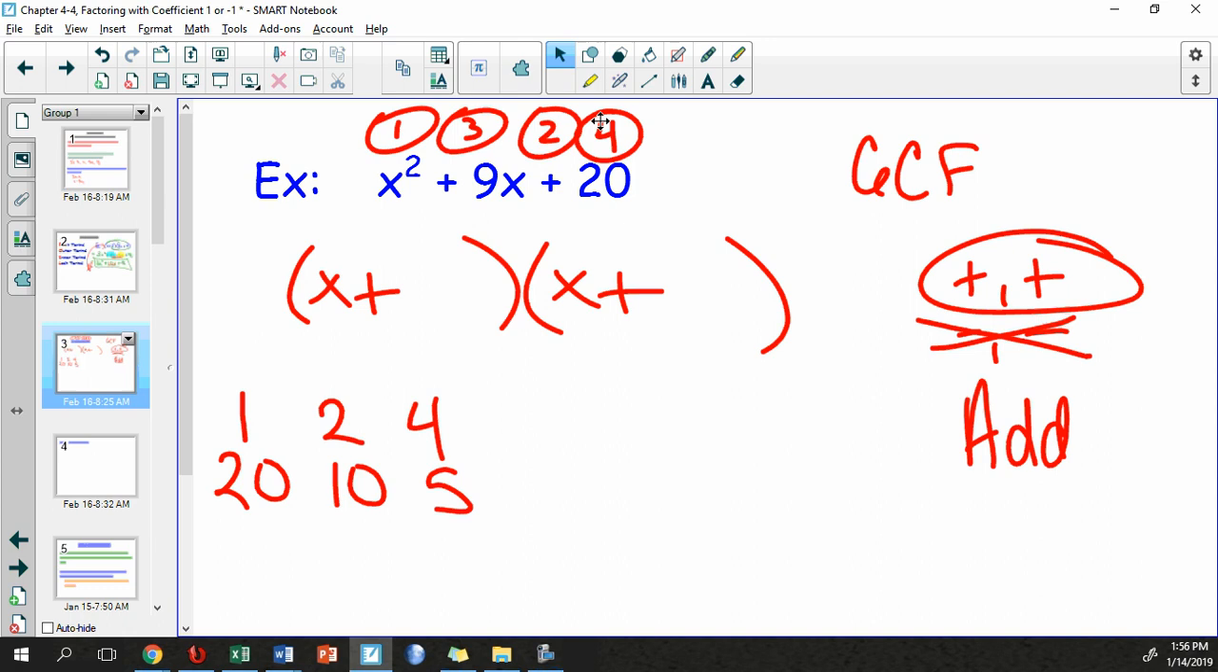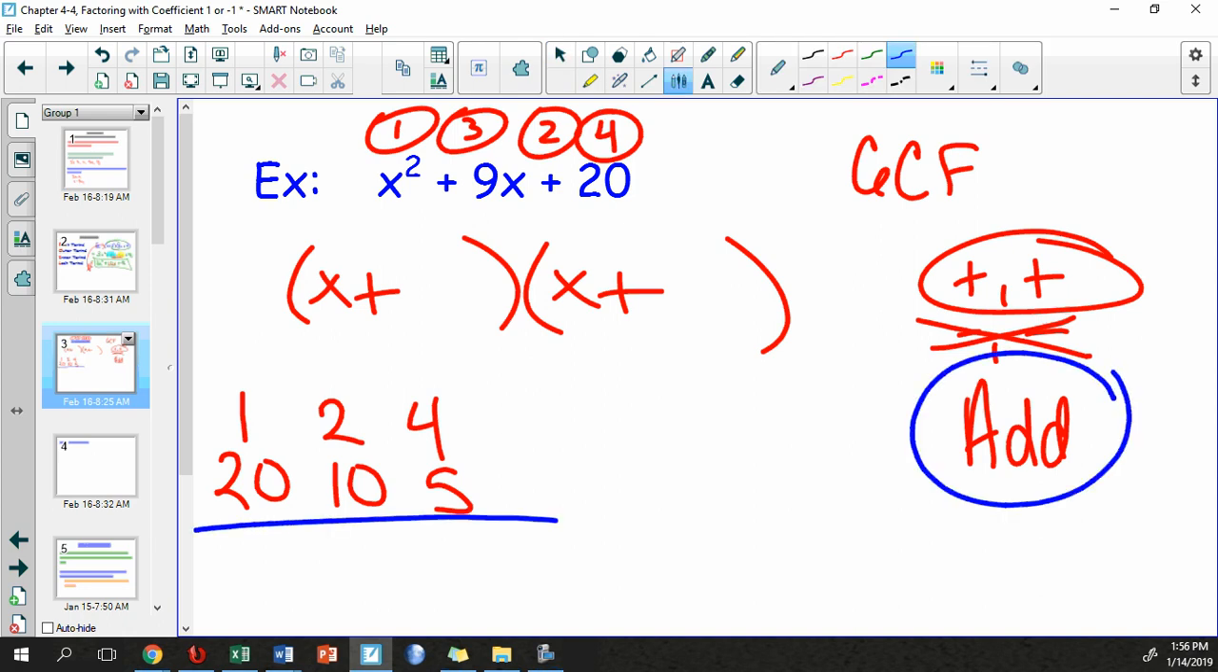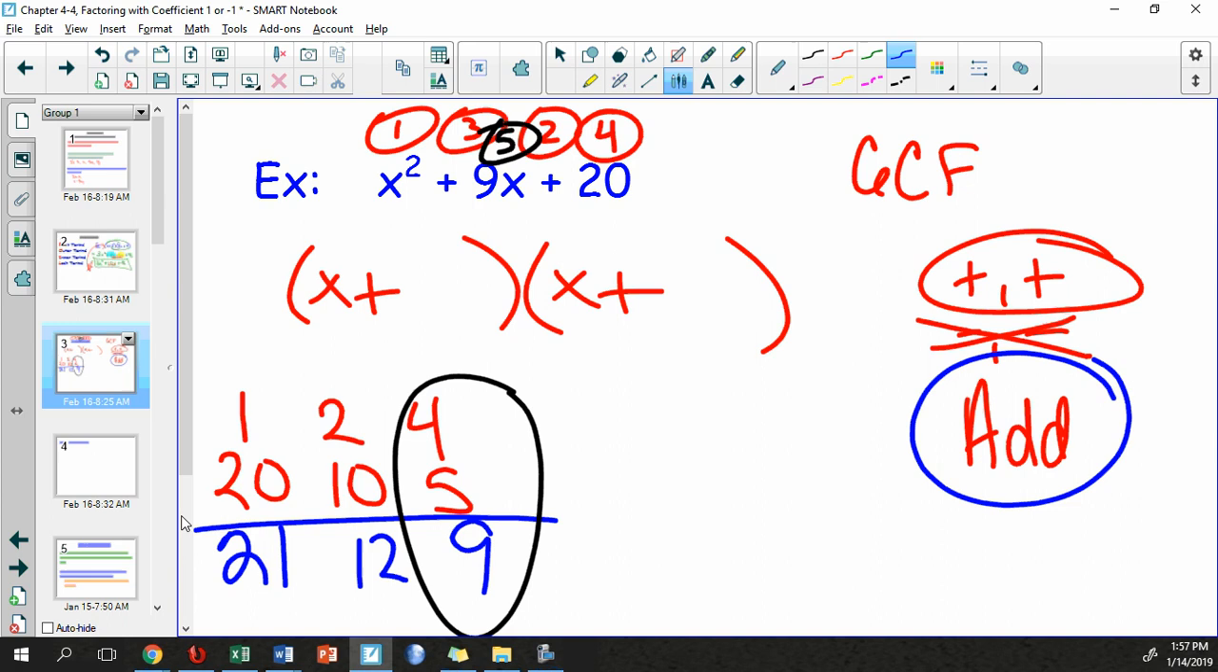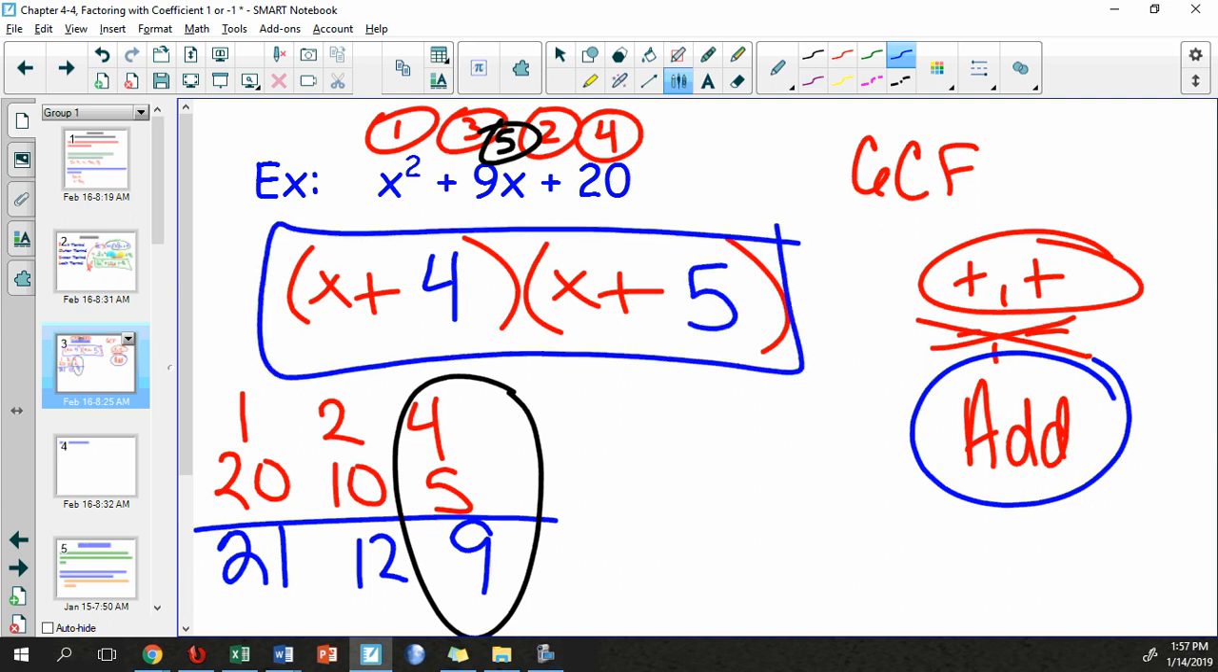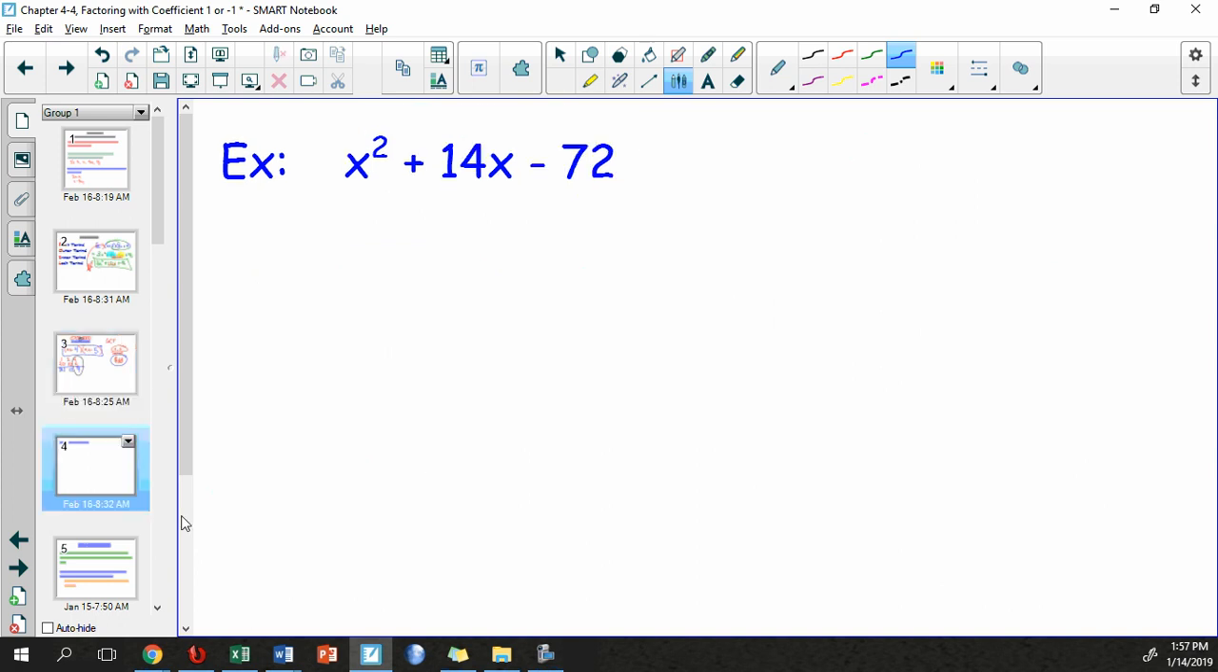Okay, so what did we say we were going to do with the factors of these numbers? We were going to add them. So this gives me a 21, a 12, and a 9. You are then going to look in the very middle term. And what is the middle term that I need? I need a 9x. So which of those factors will add to give me a 9? So I'm going to put a 4 there and a 5 there, and I am done. How many of you remember this? Excellent. Let's do it again.